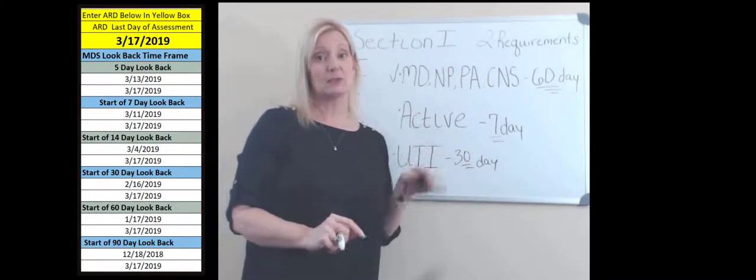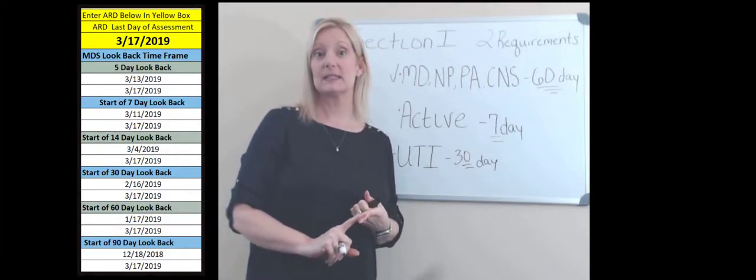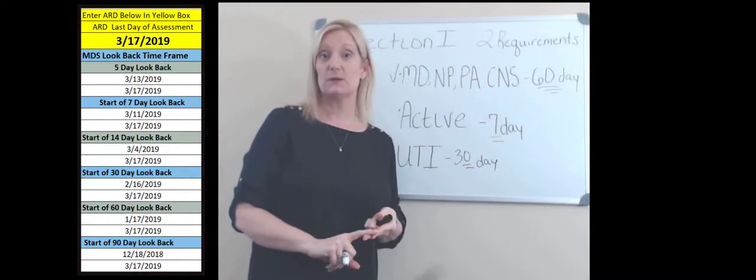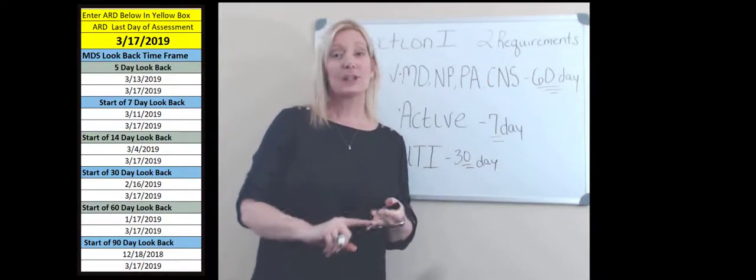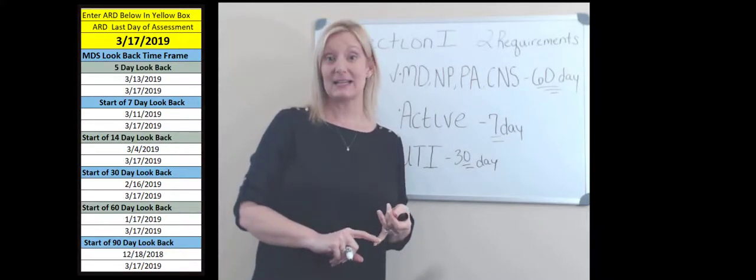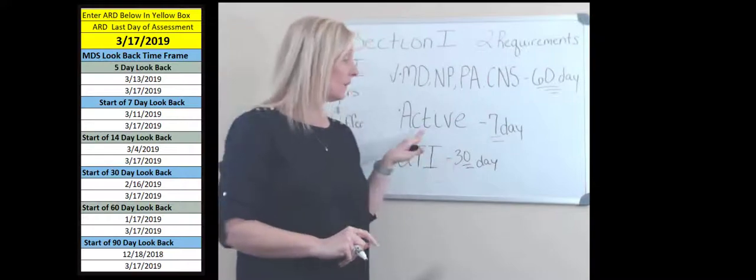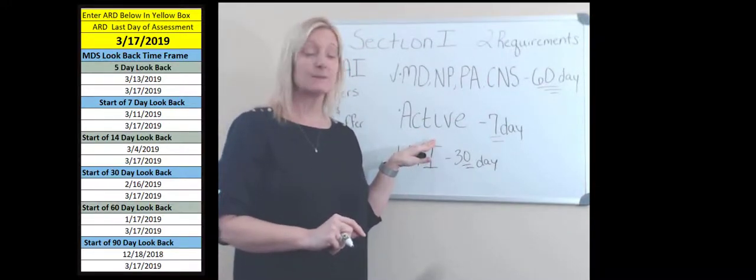Per the RAI manual, an active treatment could be a medication for the diagnosis, a nurse's note for the diagnosis, a treatment for the diagnosis, or even a care plan with interventions that we're monitoring for that diagnosis. Those are all things that would make the diagnosis active in your 7 days.